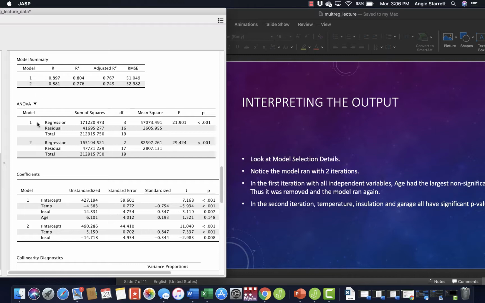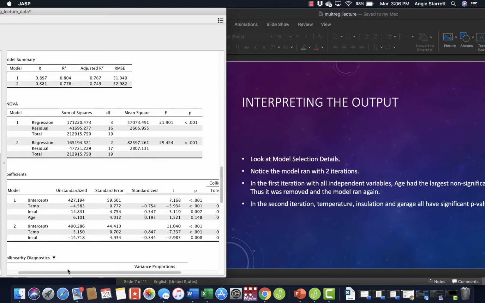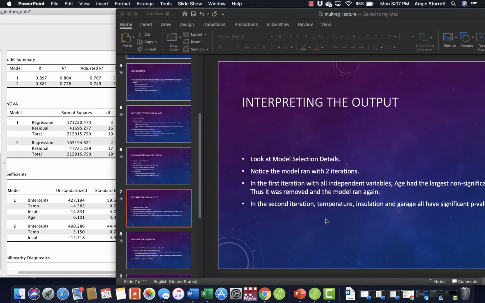Looking at the model summary, the ANOVA table, or the coefficients table, we notice that the model ran with 2 iterations. In the first iteration, and we can look here in the coefficients table, everything was entered into the model. But if we scroll over, we see that age had a p-value of 0.148. So age is no good to us. It is not significant. And so JASP dropped it from the model and reran with only temperature and insulation. Since everything is significant in that second iteration, that is the final model.